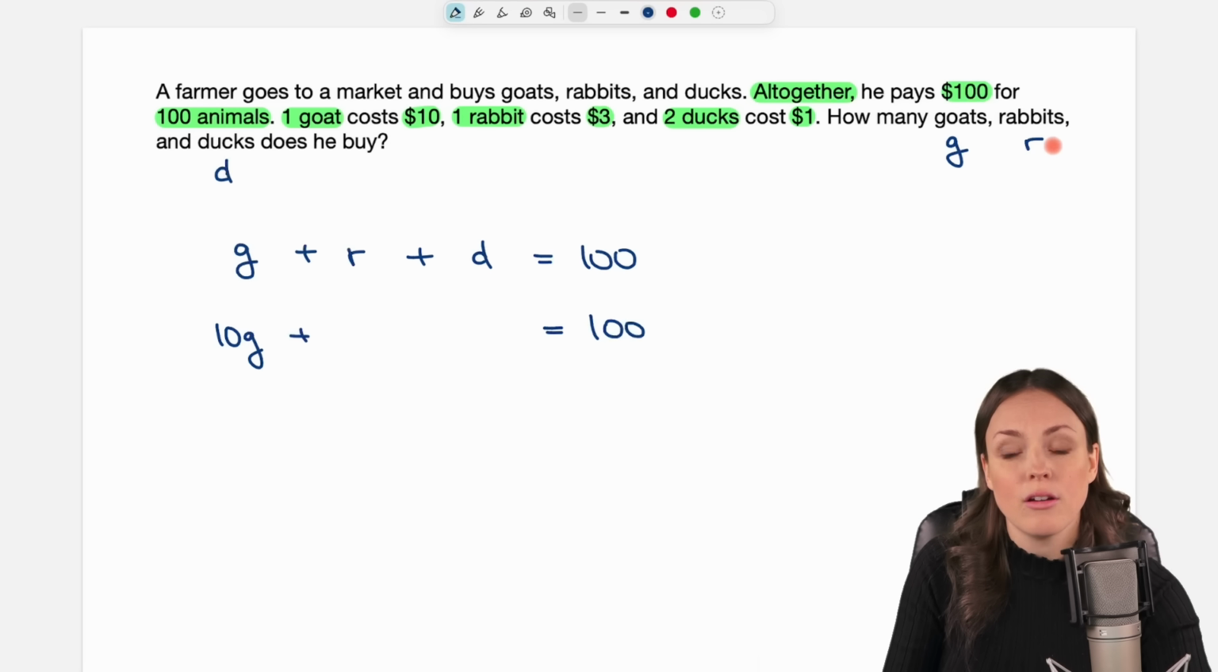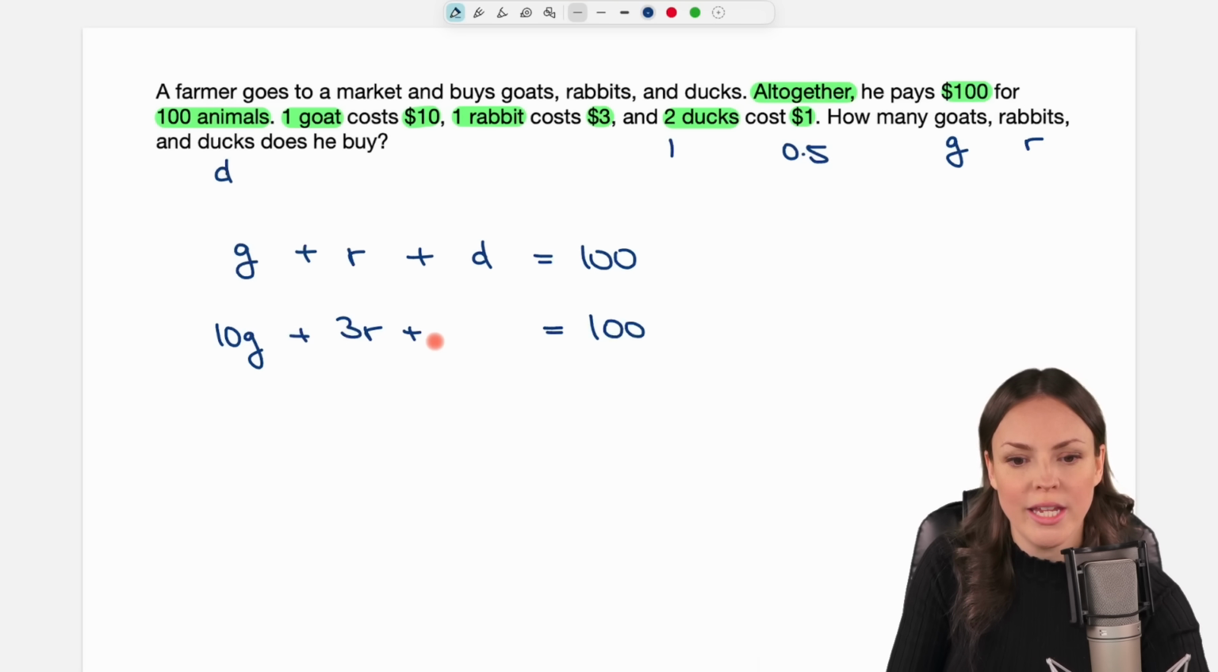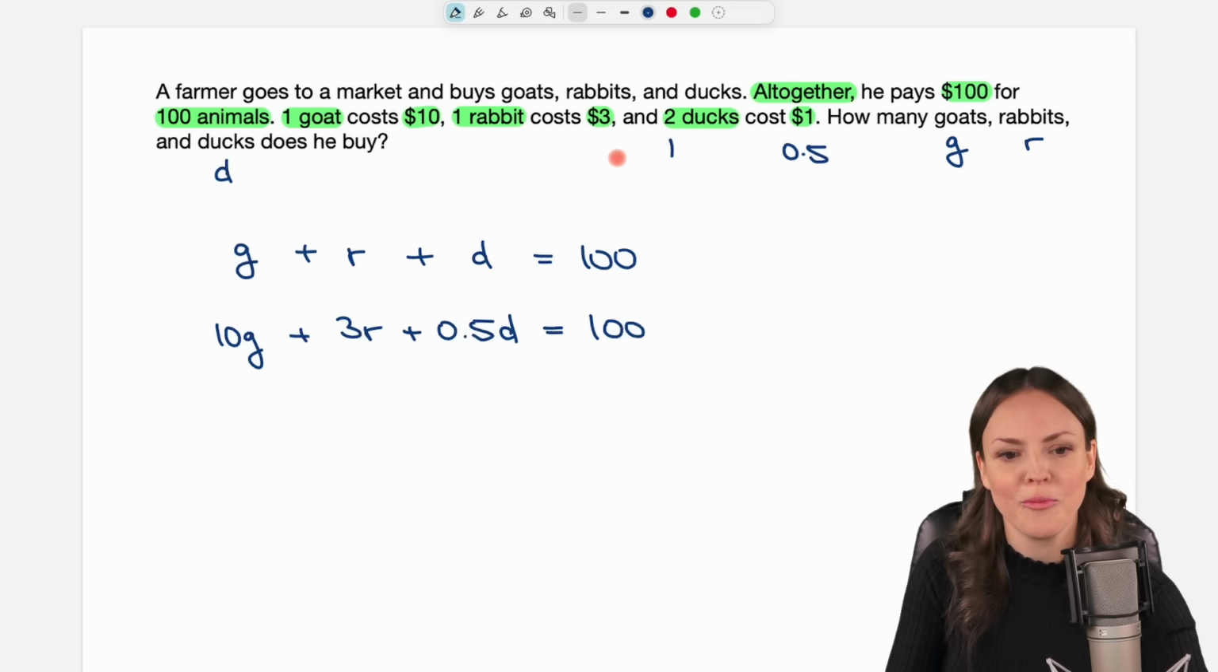Then he gets R rabbits. Each rabbit costs $3, so the amount he spends on rabbits is 3 times R. And then he also buys ducks. Here we have to be careful. 2 ducks cost $1, so 1 duck costs half of this, so it's 50 cents. So we add 0.5D for the ducks in here, and then we get in total $100. That is actually all the information we have.